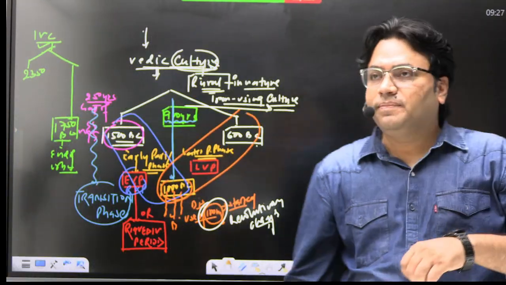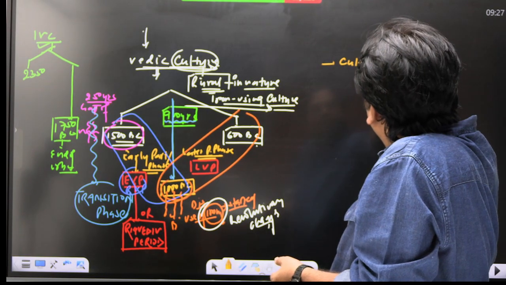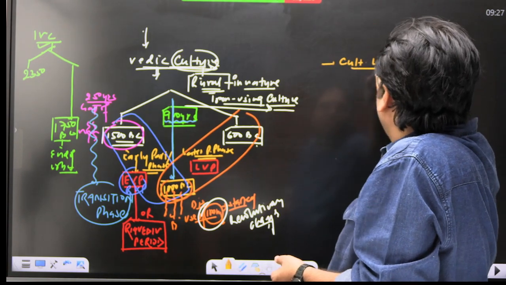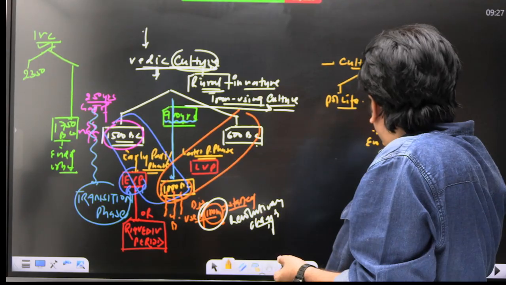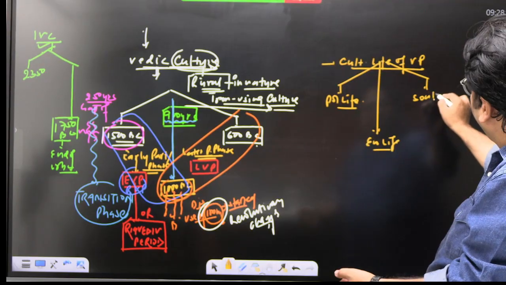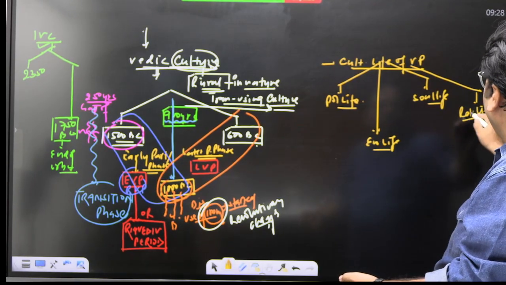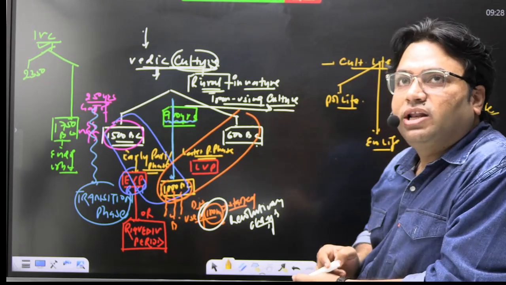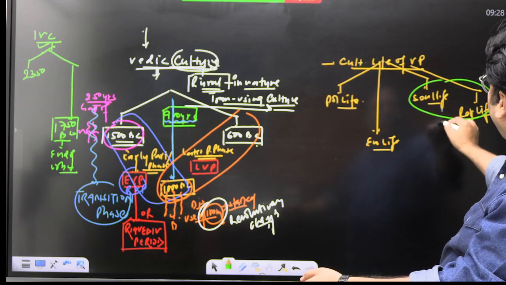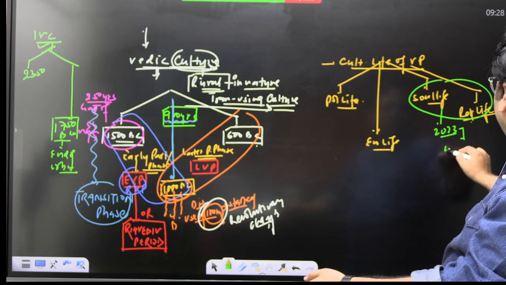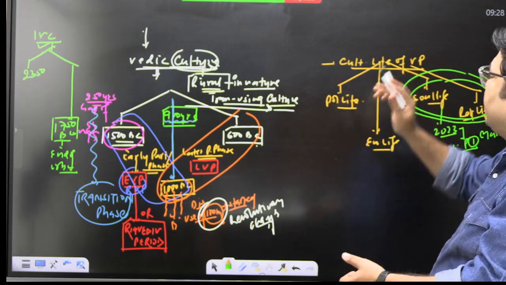So here, what do we need to study? The cultural life of Vedic people. Cultural life means their political life, their economic life, their social life, and their religious life. In the 2023 GS Paper 1 mains exam, a question was asked from this part, social and religious life.